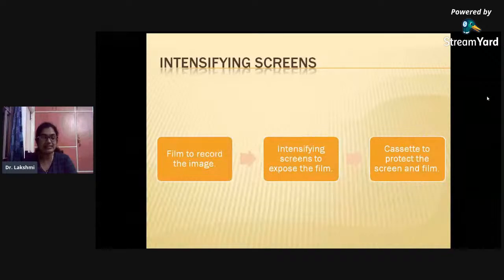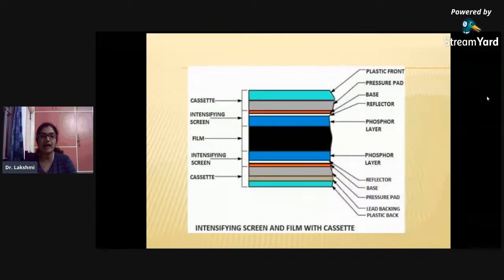So intensifying screens. Basically, for a radiograph to be valid and to be of diagnostic value, what do we need? We need a film to record the image, intensifying screens to expose the films, and a cassette to protect the screen and film. Coming to the intensifying screen, how it is placed with the film along with the cassette, you can see in the cross section diagram on the screen. The top left is the cassette, the blue one over here is the intensifying screen, and this is the film, and the same thing occurs on this side also.